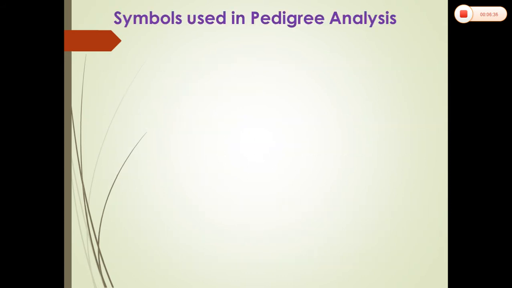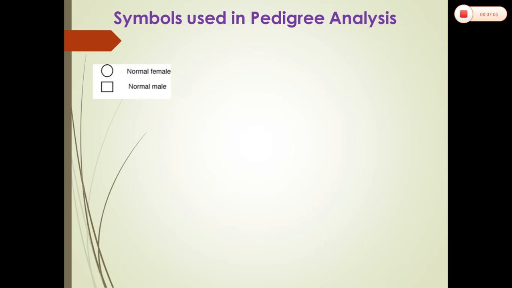Now let's see what symbols are used in the pedigree chart. In NCERT, very few symbols are given. I have added a few more. Let's see the first one. These symbols you have to draw in your notebook and prepare them. Questions can come on this, for theory as well as for MCQ.